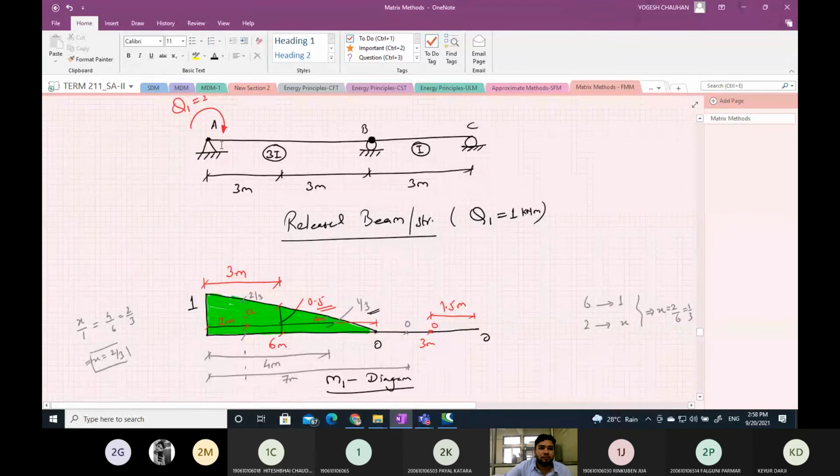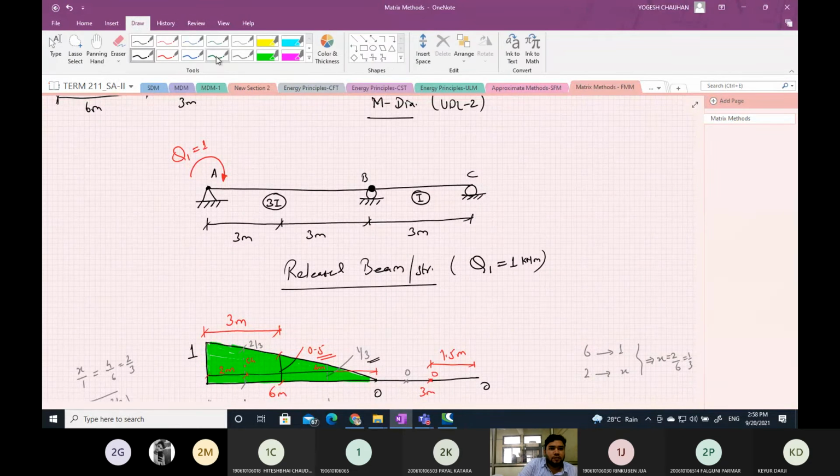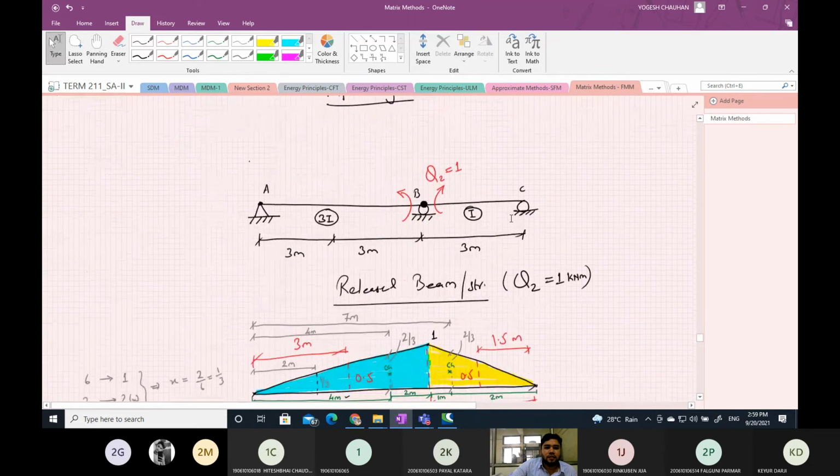That means when you are applying this value, what is the reaction here? That will be your ARQ1. This is ARQ1, one reaction corresponding to unit load in 1. So ARQ1, this will be ARQ21, this will be ARQ31.